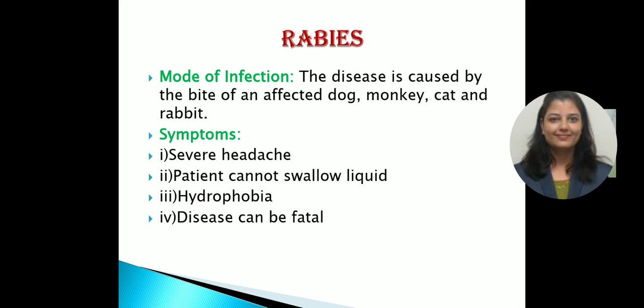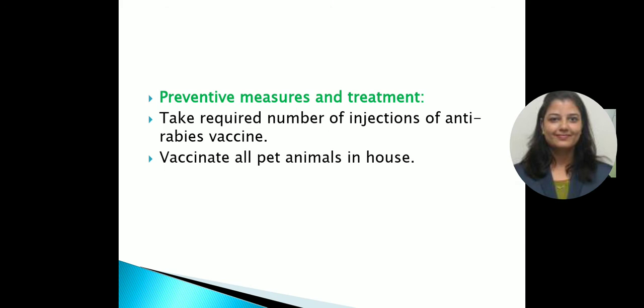Next disease is rabies. Rabies mode of infection is the disease is caused by the bite of an affected dog, monkey, cats and rabbits. The symptoms are severe headache, patients cannot swallow liquid, hydrophobia and the disease can be fatal also. The preventive measures and treatment, it takes a required number of injections of anti-rabies vaccine. A required number of injections are required to be taken if a person got rabies disease. Vaccinate all the pet animals in the houses.